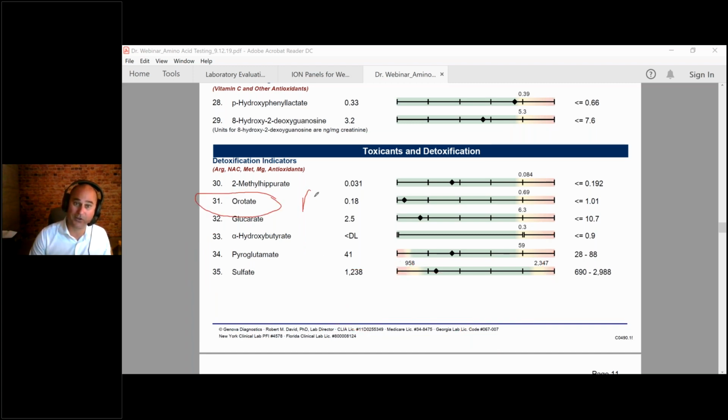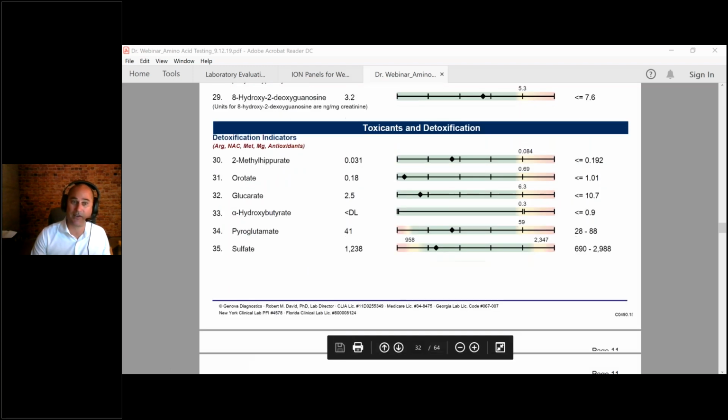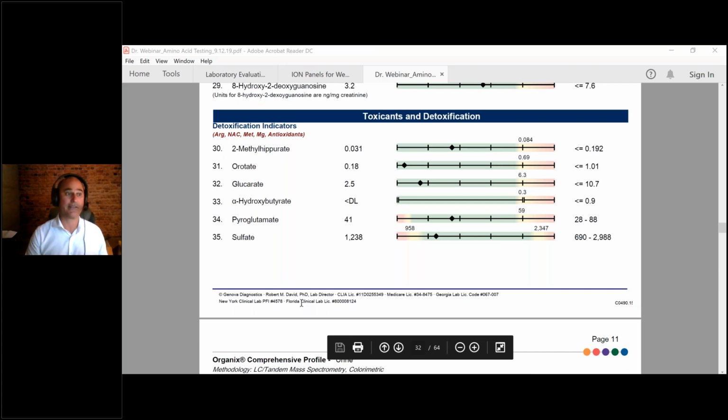Orotate is a marker for arginine, an amino acid. Remember, don't be shy. Give them at least 3 grams of arginine. If that marker is high, they'll start to dump their ammonia out. And you can use other amino acids in here if you want for liver detox, methionine, taurine, etc.